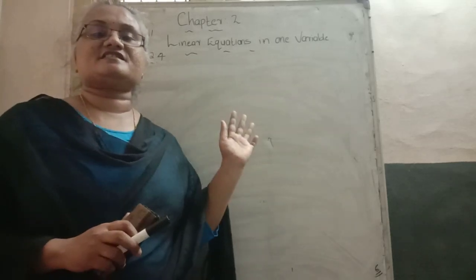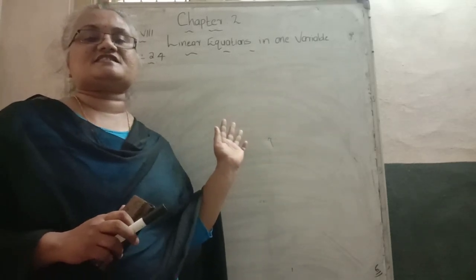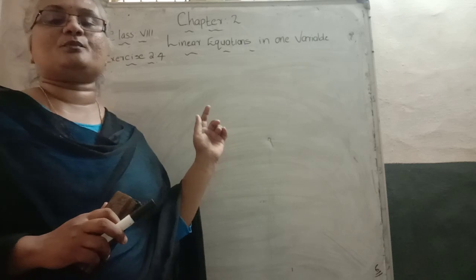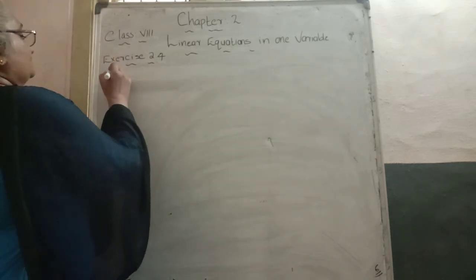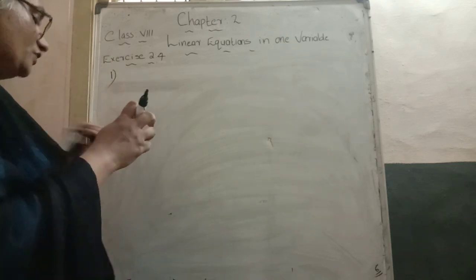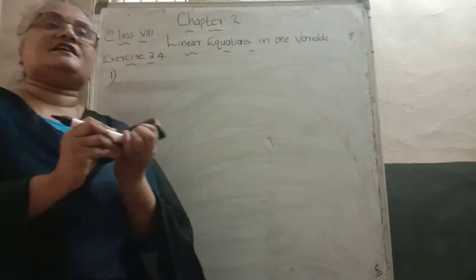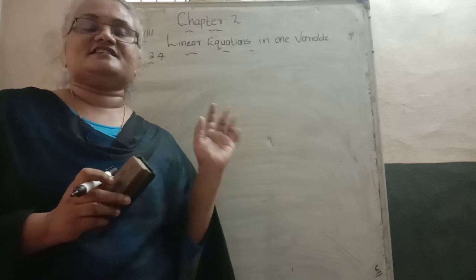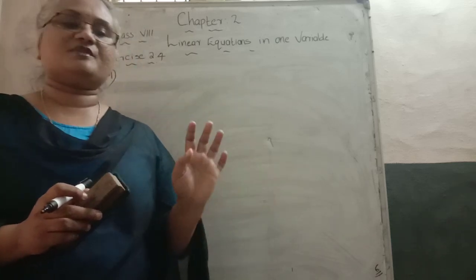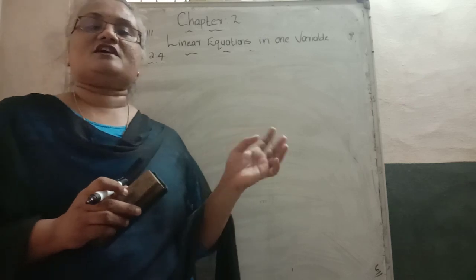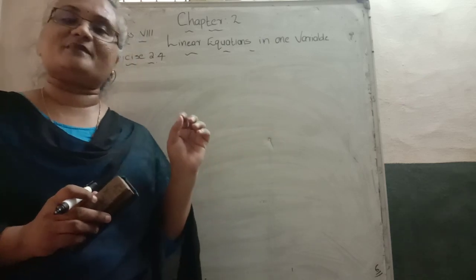Hi students, now we are going to discuss exercise 2.4, the first question. Here there is a girl, Amina. She thinks of a number. Which number she used is not mentioned there.